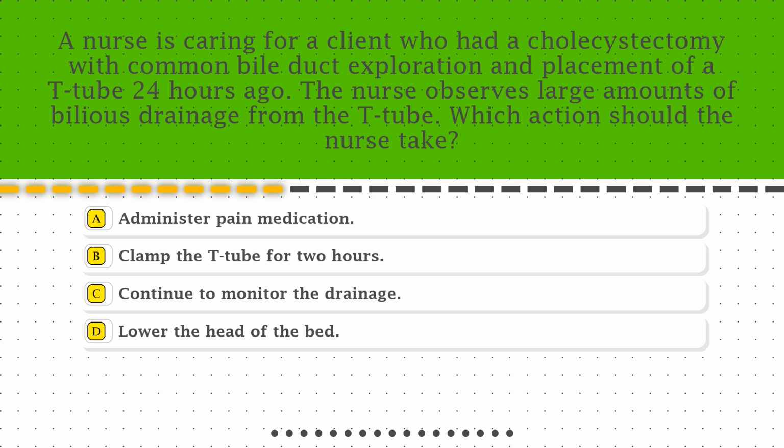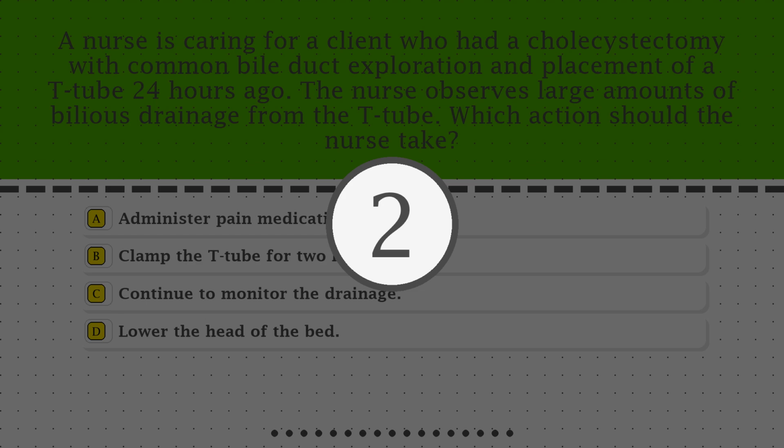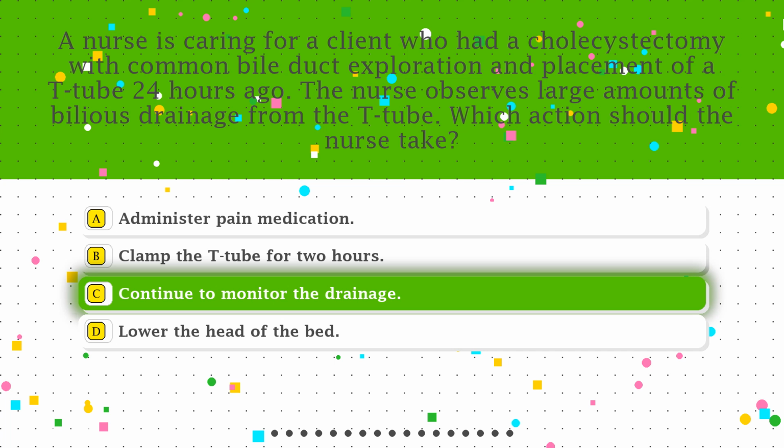Option A. Administer pain medication. Option B. Clamp the T-tube for 2 hours. Option C. Continue to monitor the drainage. Option D. Lower the head of the bed. The correct answer is option C. Continue to monitor the drainage.